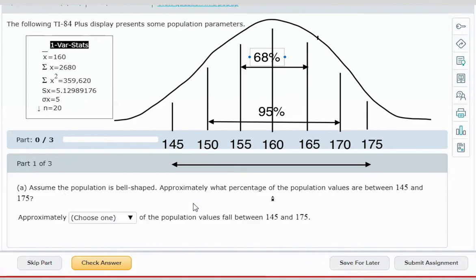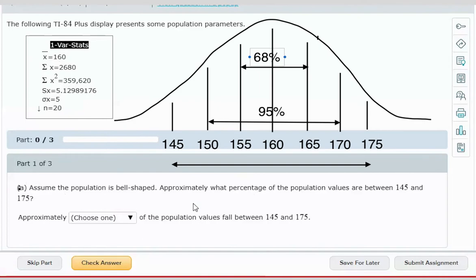So you will either be given numbers that correspond to your lowest and highest line, your second lowest and second highest line, or your third lowest and third highest line. And so your answer is either going to be all or almost all, 95% or 68%, depending on which set of numbers they give you.